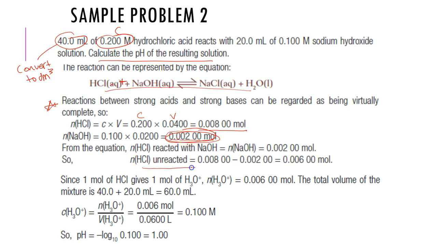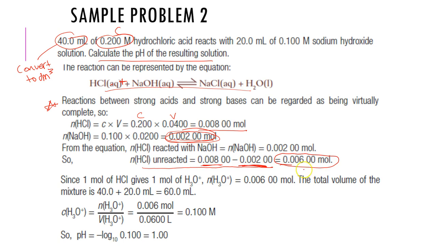So this means that only 0.002 mole of HCl will react. I can work out how much remains unreacted by taking the initial number of mole of HCl and subtracting the number of mole of HCl that will react. This leaves me the number of mole of HCl that is still forming hydronium ions in my solution.